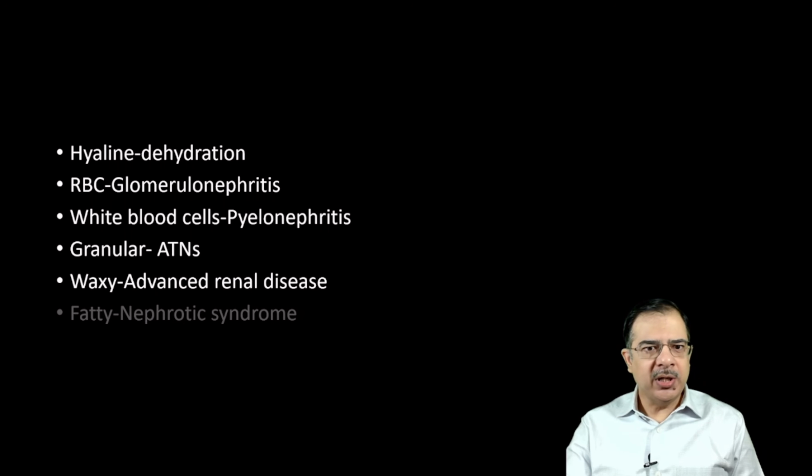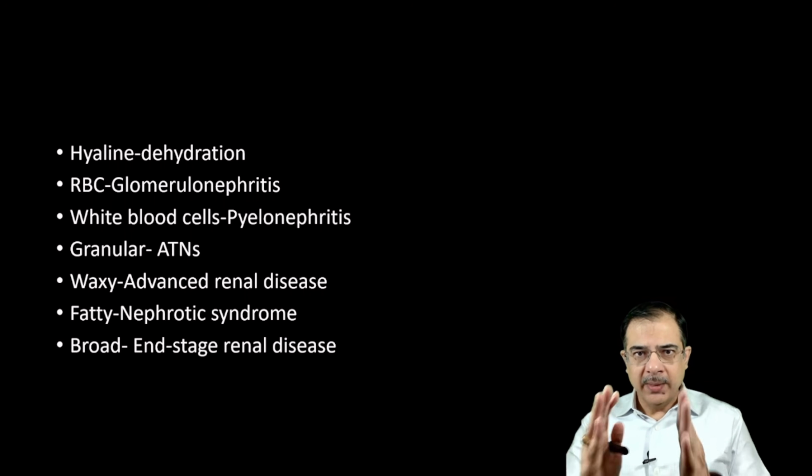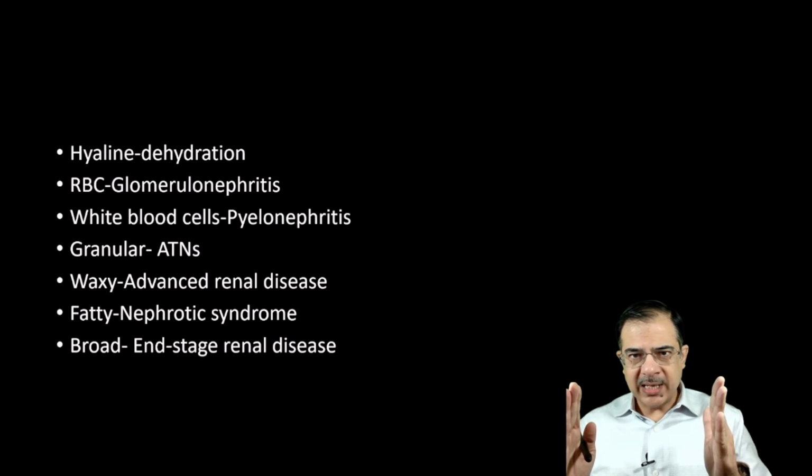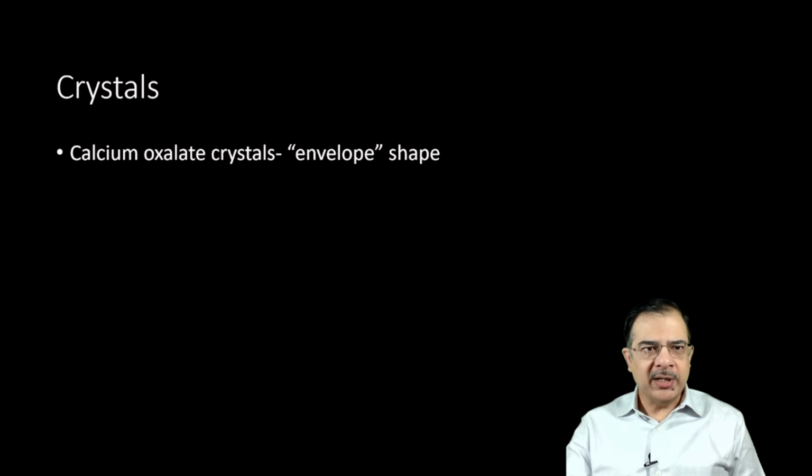Waxy cast is seen in advanced renal disease like CRF. Fatty cast is seen in nephrotic syndrome because of lipiduria. Broad cast is seen in end stage renal disease because the lumen increases in size and there is an accumulation of Tamm-Horsfall protein.